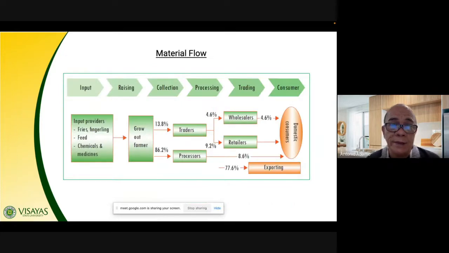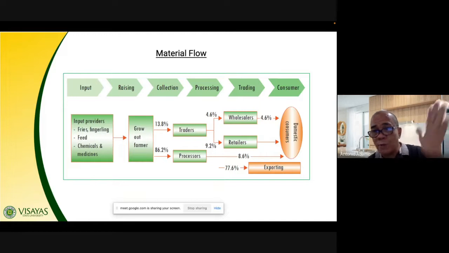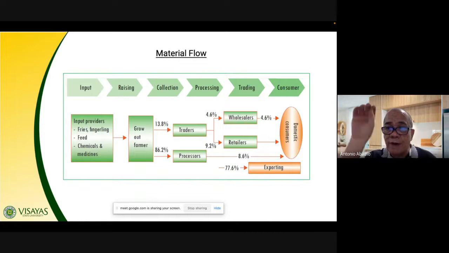And then the material flow actually also involves the flow of physical goods. Okay, flow of physical goods. How many percent goes to various players along the chain? How many percent goes to the traders? How many percent goes to the processors? And finally, how many percent goes to various different types of markets or consumers or customers? How many percent goes to the export? Something like that. So we need to know this.